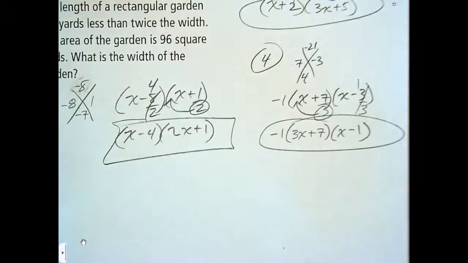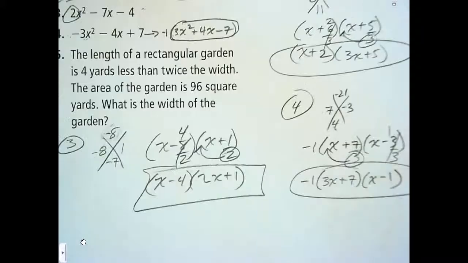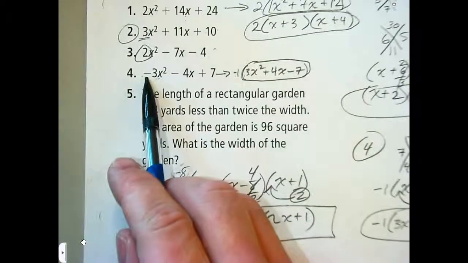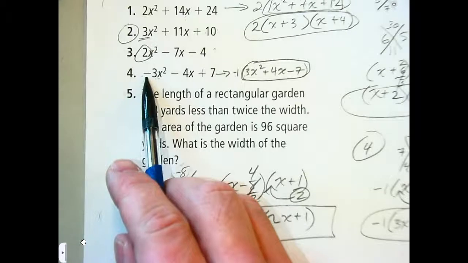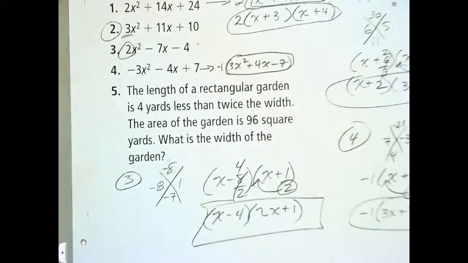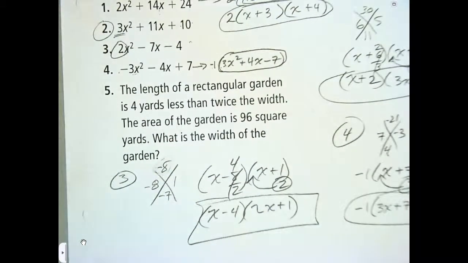So whenever there's a negative in front of the x squared, do you always have to do negative? I would always pull out negative 1. It makes it a lot easier. You can factor it without doing that, but it's much more complex.